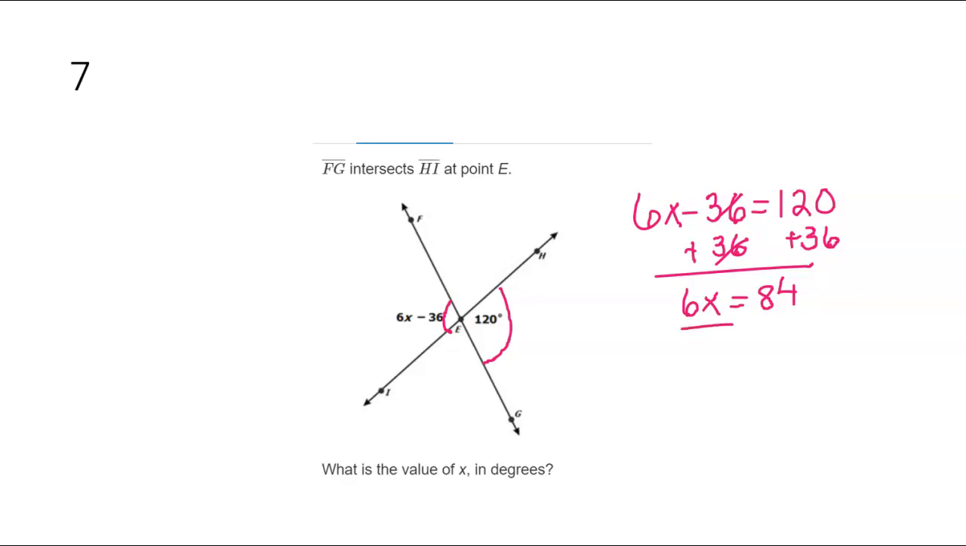And then divide both sides by 6 to cancel out your 6. 84 divided by 6 is 14. So X equals 14.